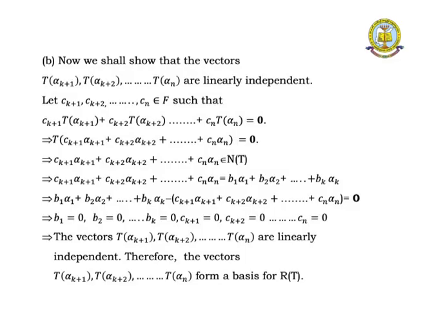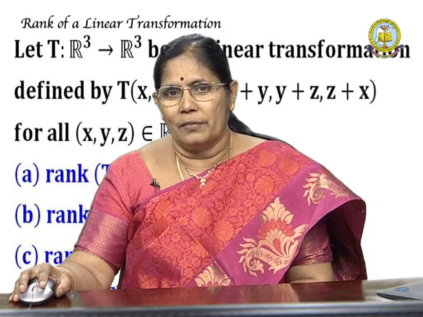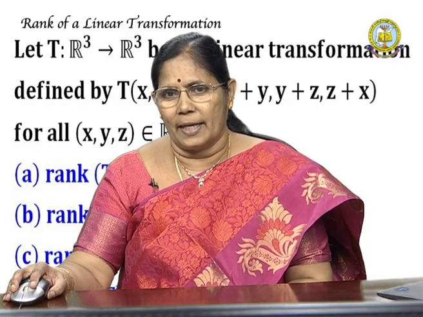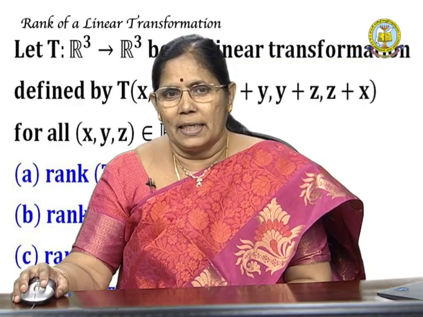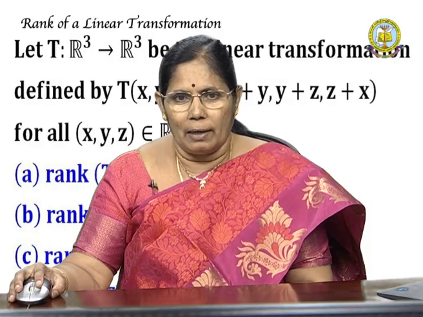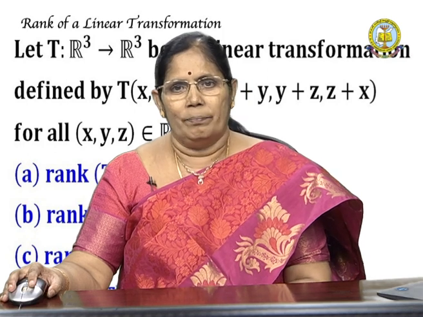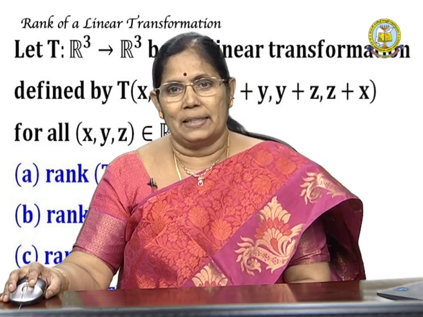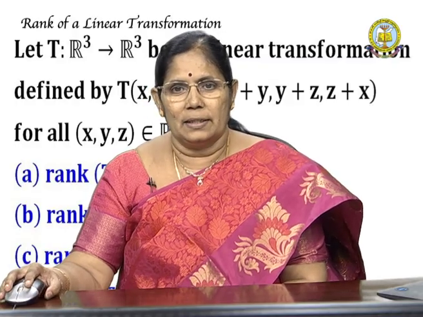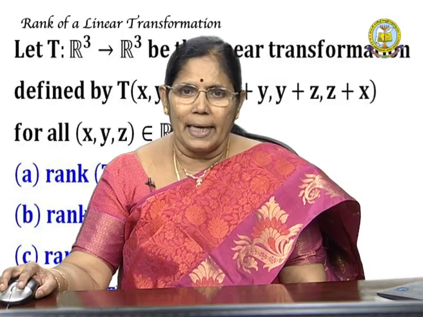This means Ck plus 1 alpha k plus 1 and so on belongs to the null space of T, because whenever the T image of this element is 0, it is automatically in the null space of T. And this vector Ck plus 1 into alpha k plus 1 plus Ck plus 2 into alpha k plus 2 plus and so on plus Cn alpha n can be expressed as a linear combination of elements of the null space, which is nothing but b1 alpha 1 plus b2 alpha 2 so on bk alpha k.